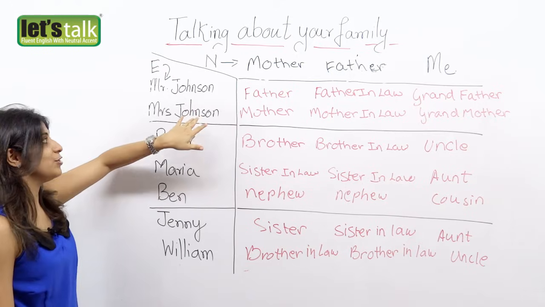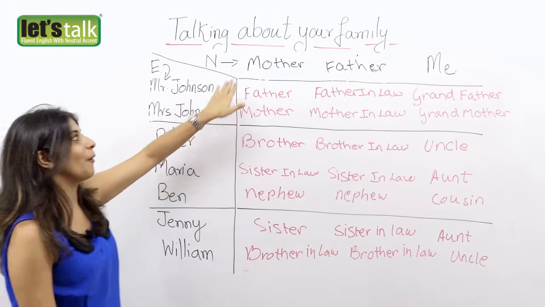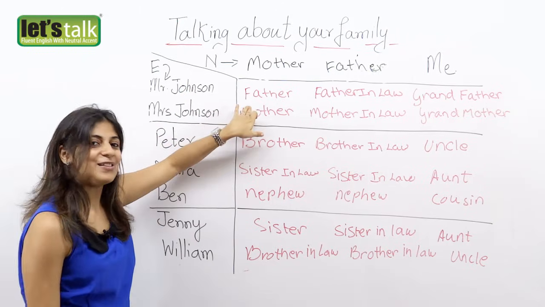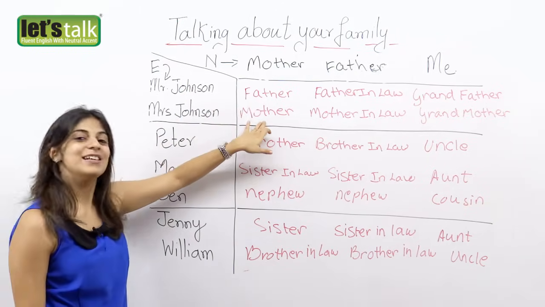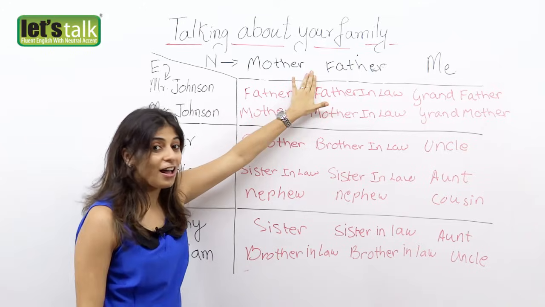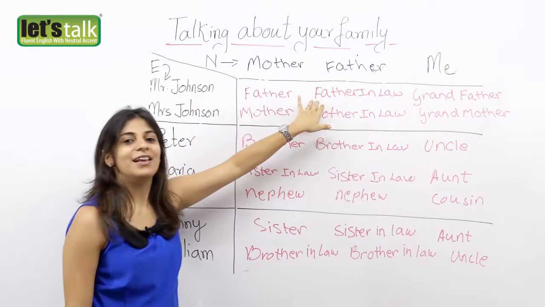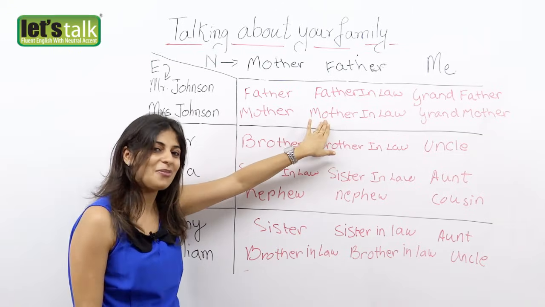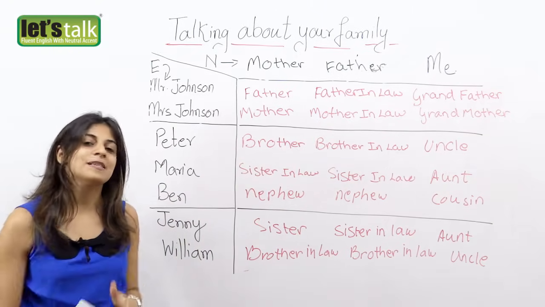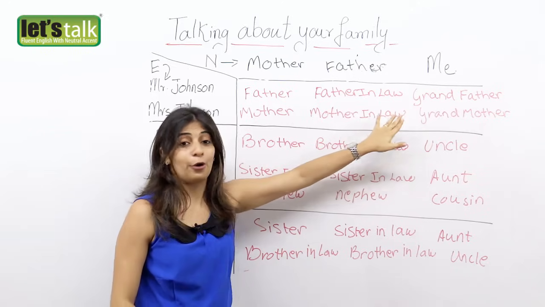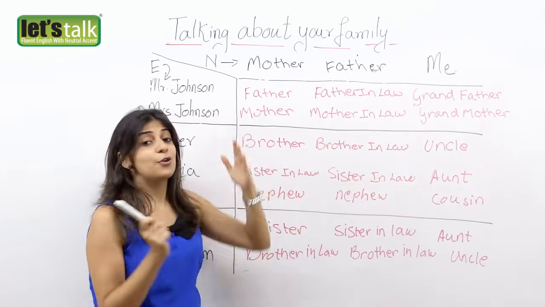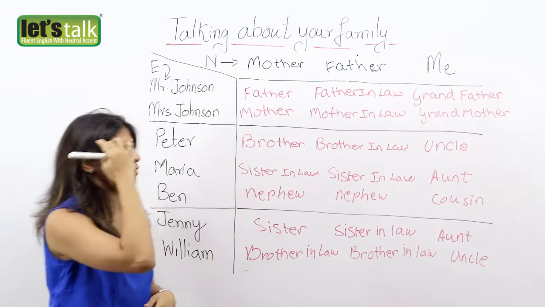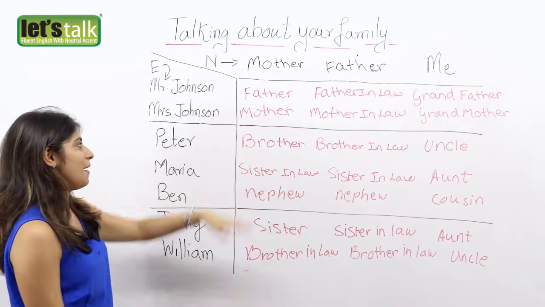Alright, so if Mr. Johnson and Mrs. Johnson are your mother's parents, then for your mother, Mr. Johnson is her father, Mrs. Johnson is her mother. Whereas for your father, Mr. Johnson is his father-in-law, whereas Mrs. Johnson would be his mother-in-law. For you, the relationship is just the same, that they are your grandparents. Mr. Johnson is your grandfather, Mrs. Johnson is your grandmother. However, they are your maternal grandparents.